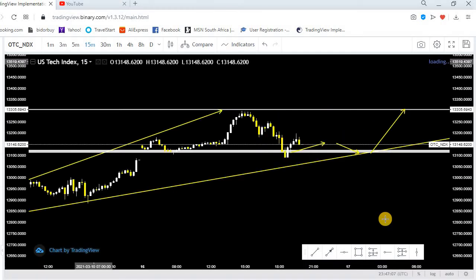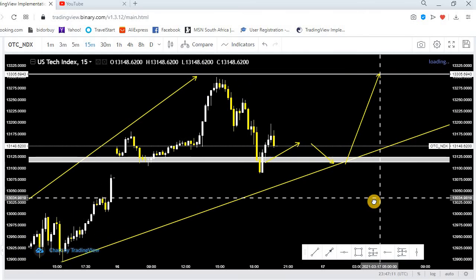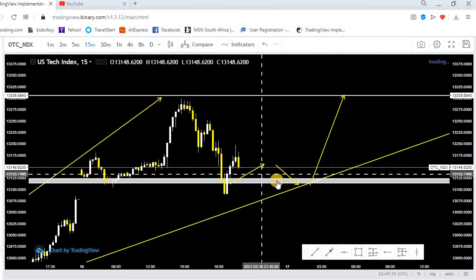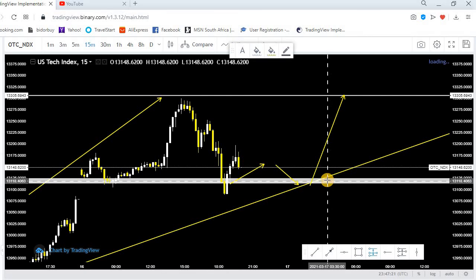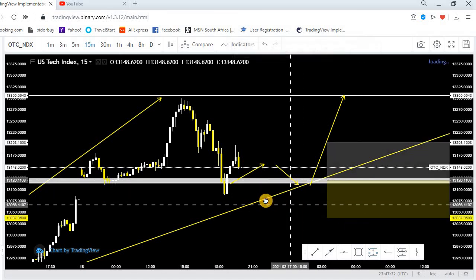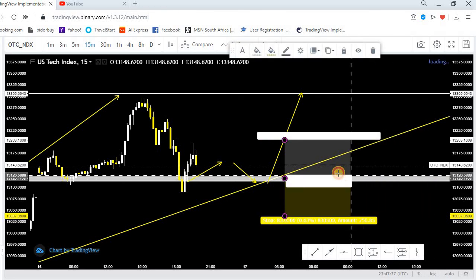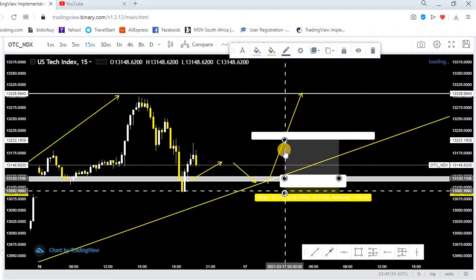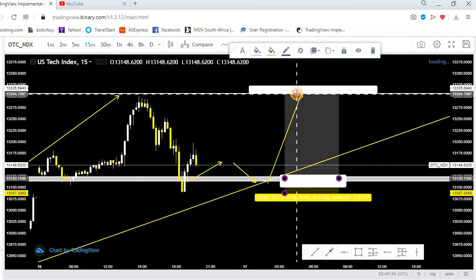So let's move to the 15 minutes chart. This is where you are going to put most of your entries. Your entries must be here, from the 1 hour chart up to, from the 15 minutes chart or 5 minutes chart. Whenever you deal with entries on the Nasdaq, when you trade in Nasdaq, make sure you use a slower time frame.